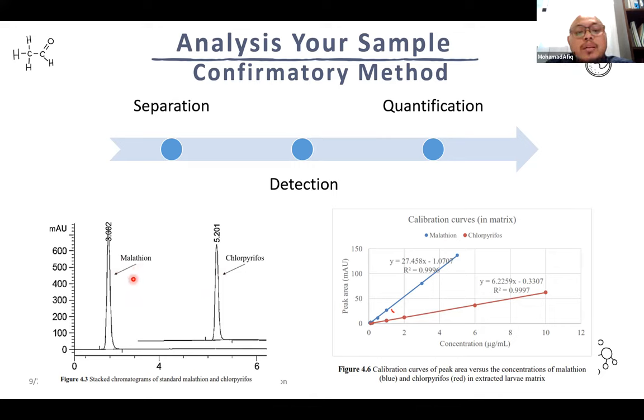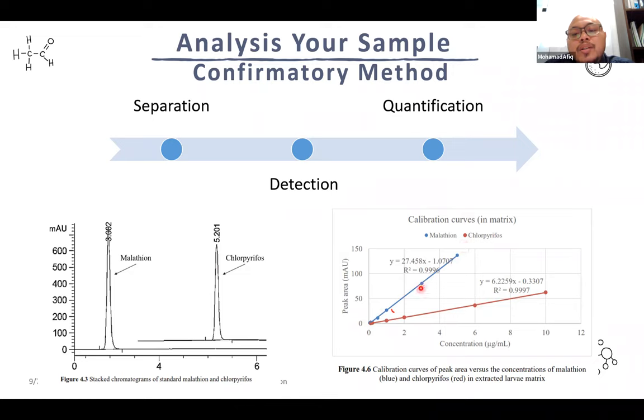For example here, malathion and chlorpyrifos are pesticides, if I'm not mistaken. Malathion is a pesticide. Chlorpyrifos, I'm not really sure, maybe a pesticide as well. This is the work of my student. It can help you to determine, of course you have to separate them, it will help you for detection, and it can help you for the quantification.